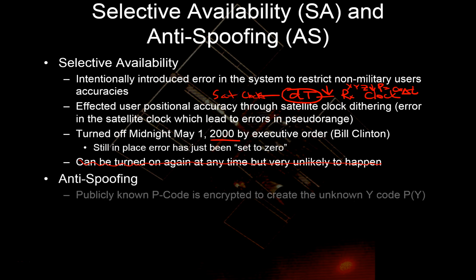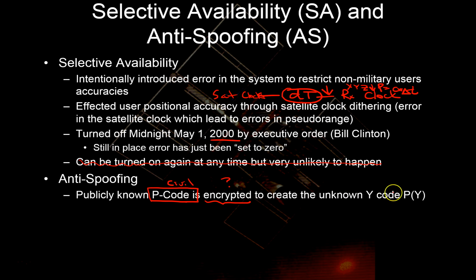And then anti-spoofing, as we talked about, just means that the P code is encrypted, which means that for civilians the P code is of no interest because we don't know anything about the encryption. The format of the P code is actually public information. We could look up what the structure of the P code is, but again, we don't know the encryption. And I believe the encryption changes and things like that.